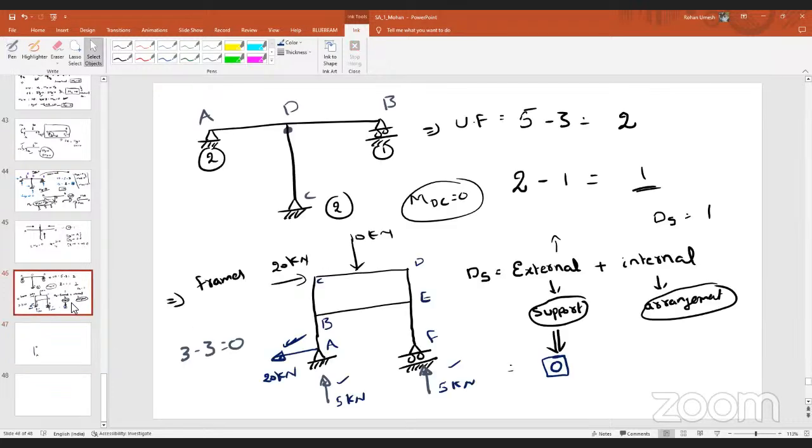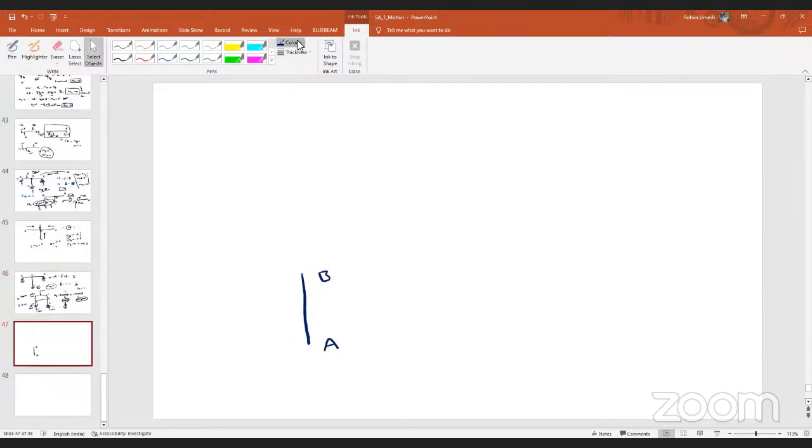Okay, this is A, B. At A, we already know the reactions, isn't it? Upward 5 kilonewton, left side 20 kilonewton. So here, upward 5 kilonewton and the left side. This should also be in equilibrium. If the entire structure is in equilibrium, this will also be in equilibrium.